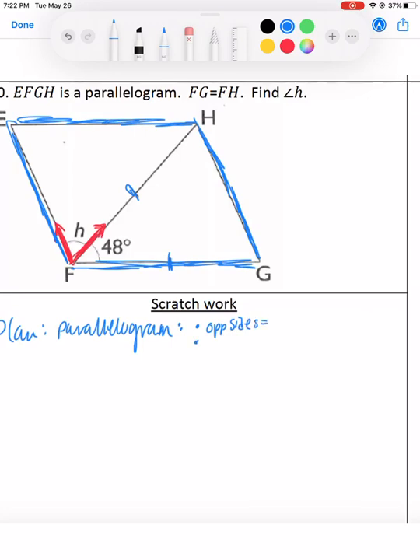You should also think about opposite angles are equal. Opposite sides are parallel. You should have interior angles are supplementary. And those are interior angles are supplementary.